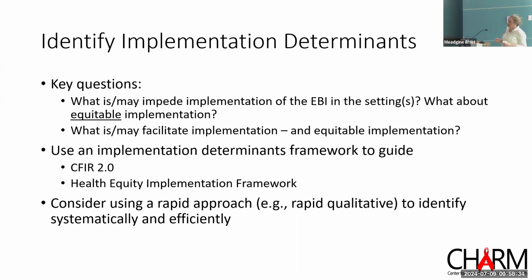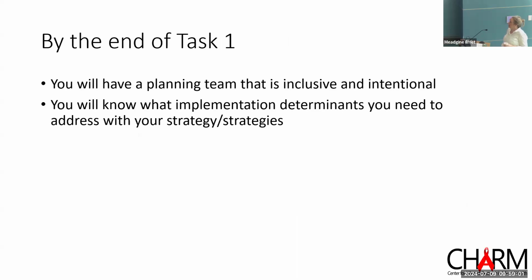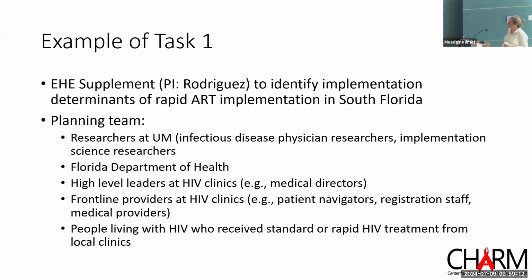The nice thing about implementation mapping is that you can spend as long or as little time as you have. If you want, each step could almost be a published paper in itself, not that this is the bar for rigor. You could do that, but you could also be much more pragmatic and swiftly move through these stages. But you want to make sure you're including your planning team in that process. So by the end of task 1, what you will have is a planning team that's inclusive and intentional, and you'll know what determinants you need to address with your strategy or your package of strategies.